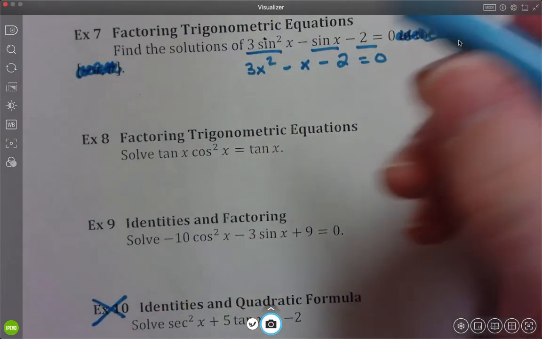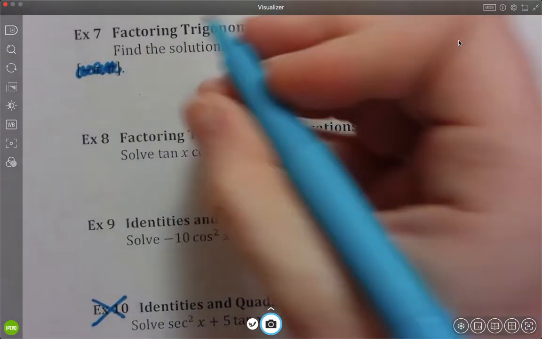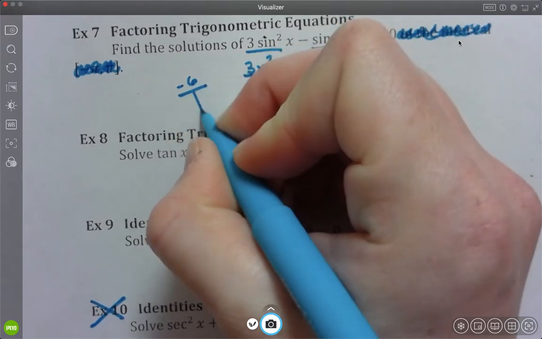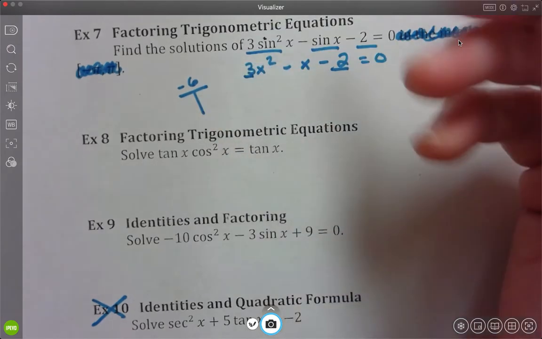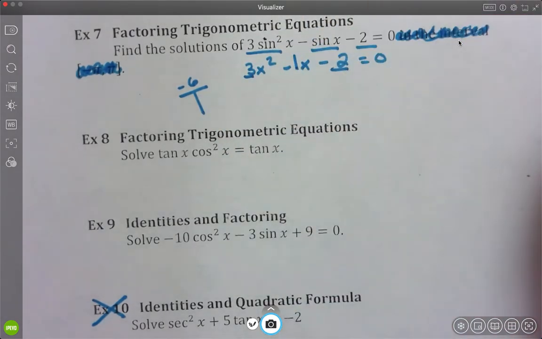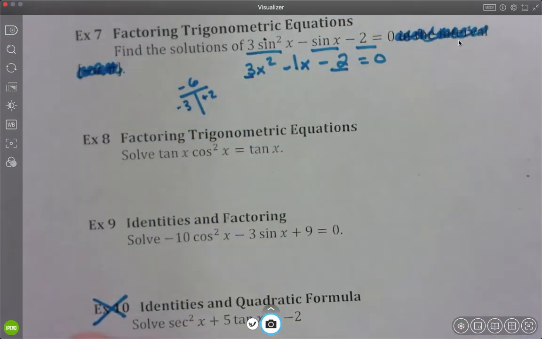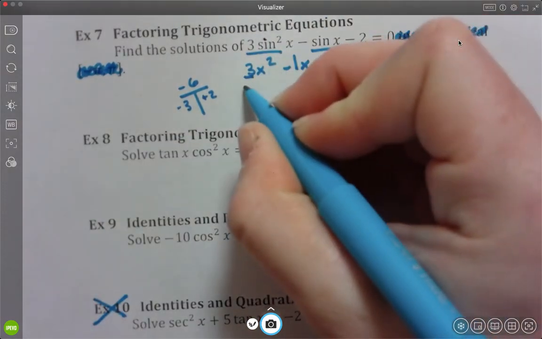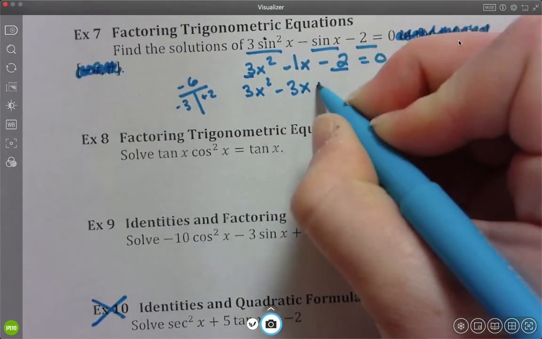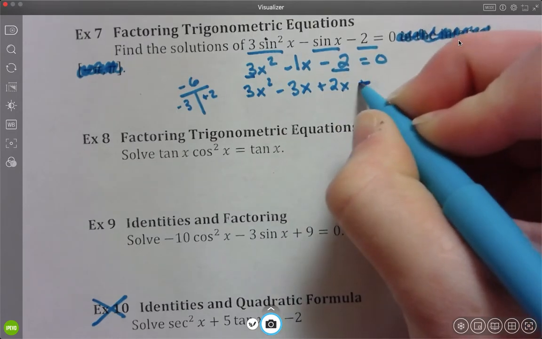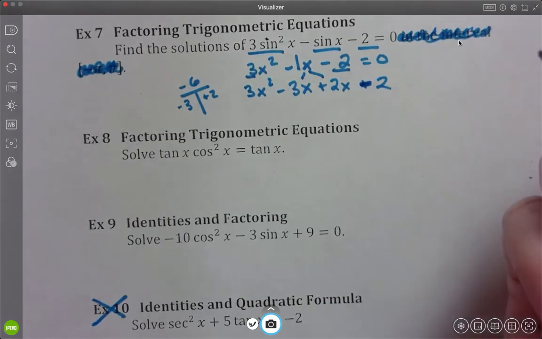So in a complex trinomial, I take the first part times the last part, so 3 and negative 2 will make a negative 6, okay? And then I look at what numbers I can multiply together to give me negative 6 and add to give me negative 1, okay? That's going to be a negative 3 and a positive 2. So now I just rewrite them in 4 pieces: 3x squared minus 3x plus 2x minus 2, okay? So this really broke down into those pieces, and then I factor by grouping.